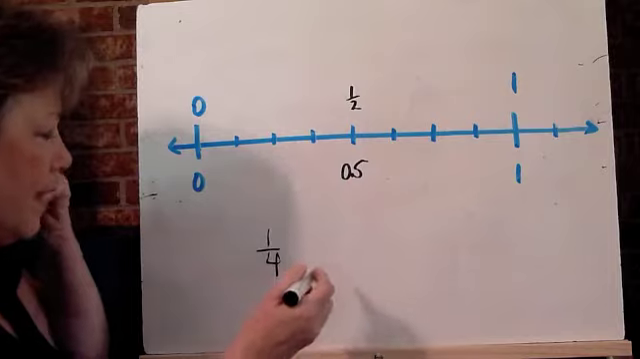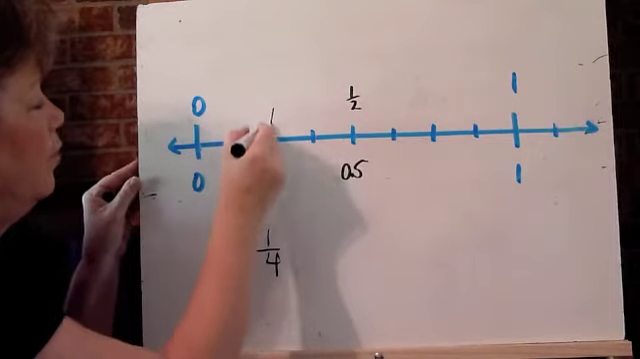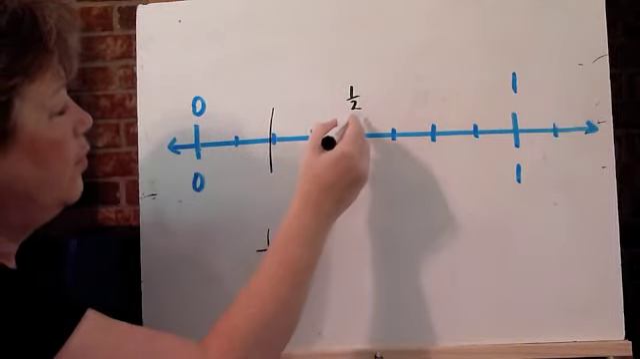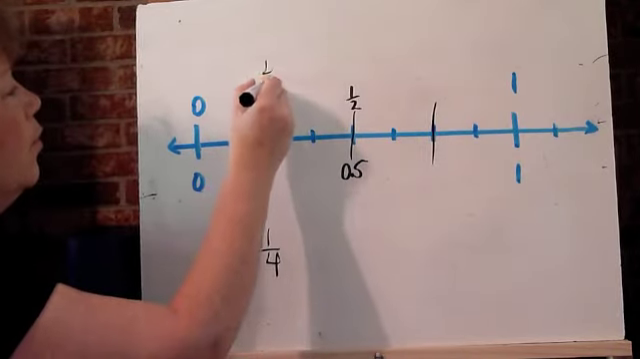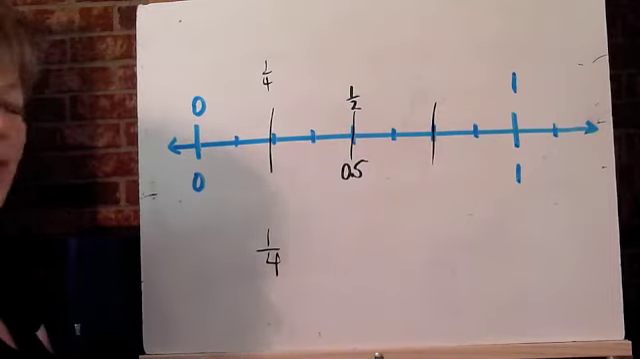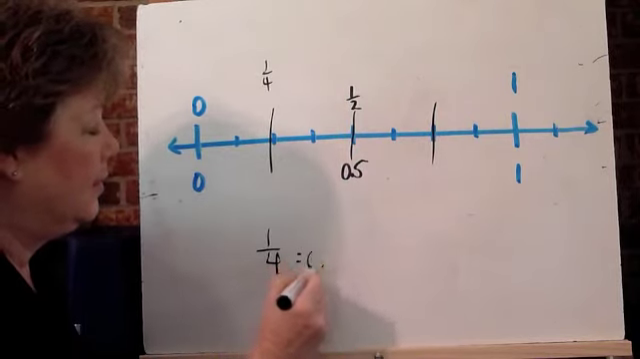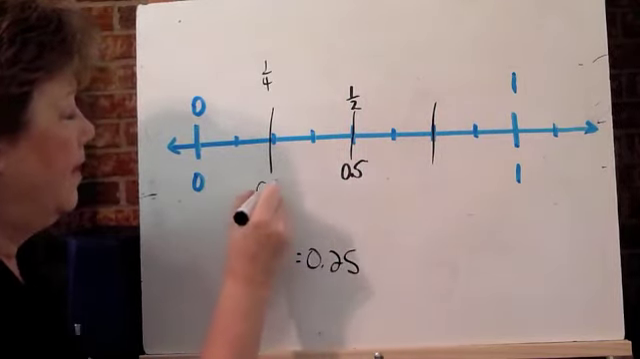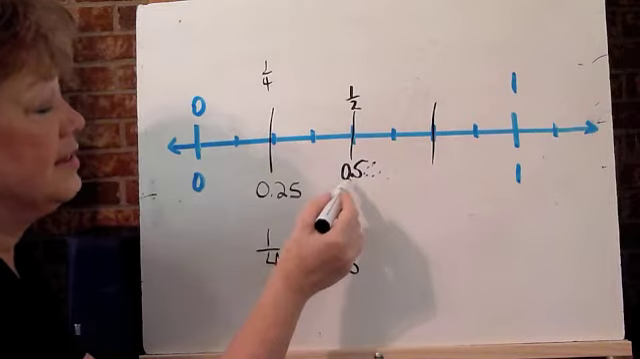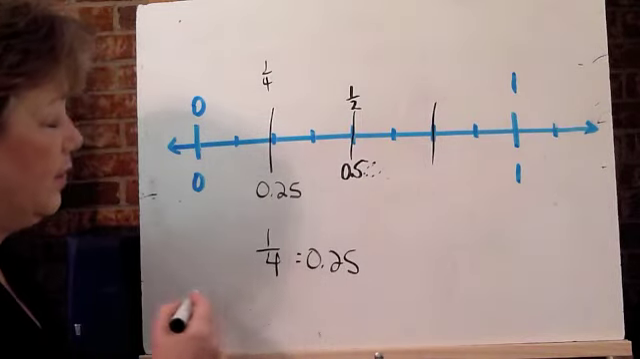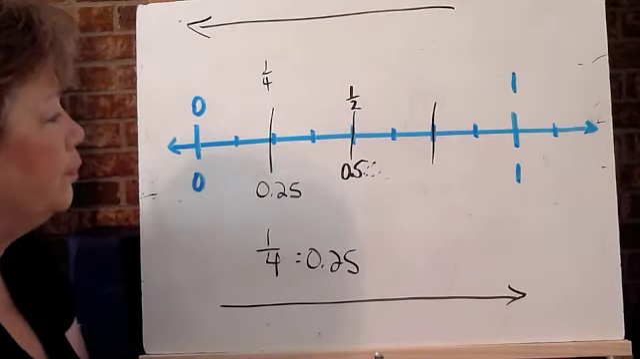But I know that half of a half is a fourth. Right here are my fourth increments. 1/4, 2/4, 3/4. So right here is where I'm going to mark 1/4. Now, to confirm that, I know that 1/4 of a dollar is 25 cents. And is it reasonable that 0.25 is smaller than 0.50? Yes, it is. So as I go this way, my numbers are getting larger. As I go this way, my numbers are getting smaller.